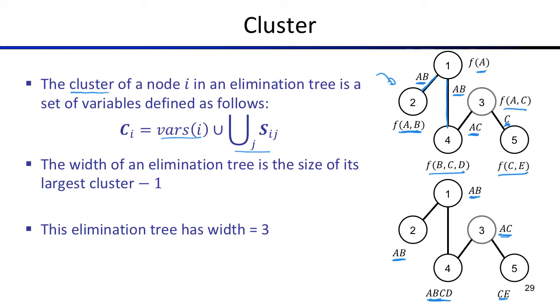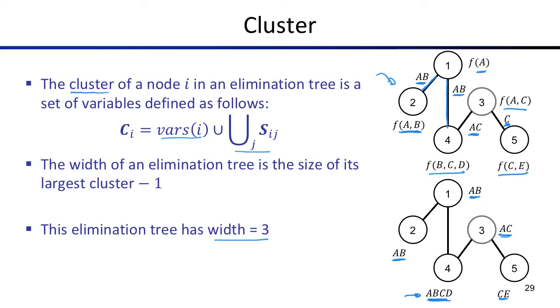And the clusters are important because we can figure out the width of the elimination tree by the size of the largest cluster minus 1. So the largest cluster here is going to be this one. It has 4 variables, so it's going to have a width equal to 3.